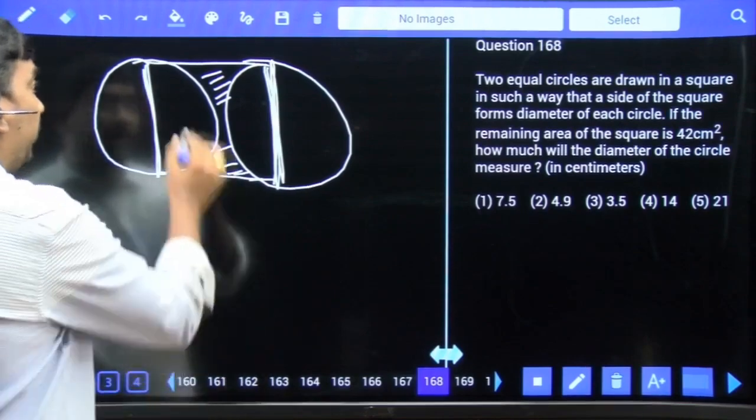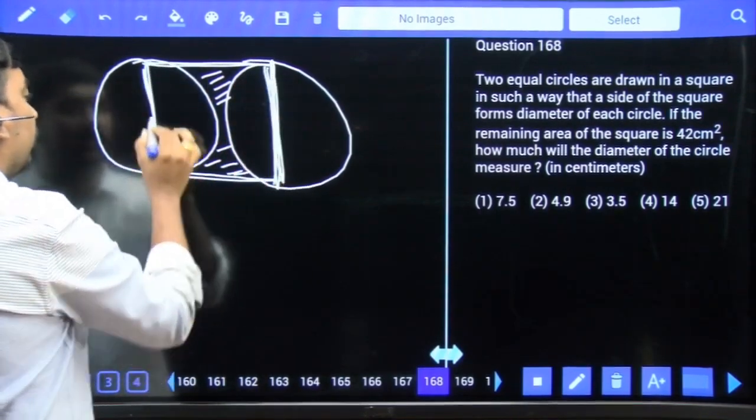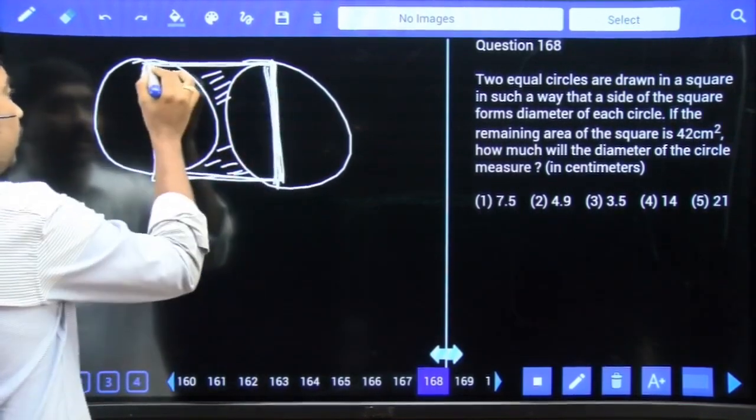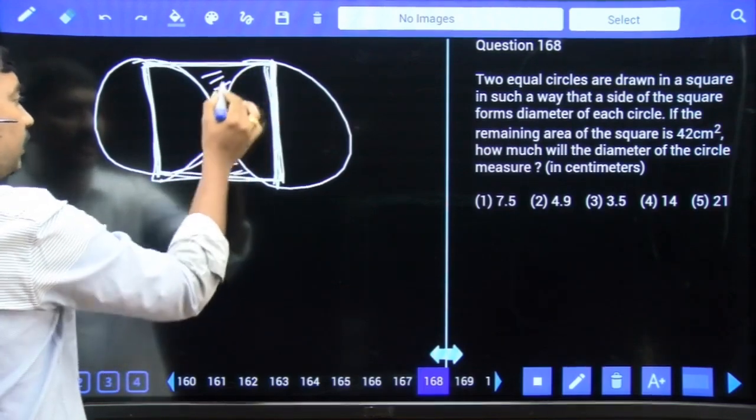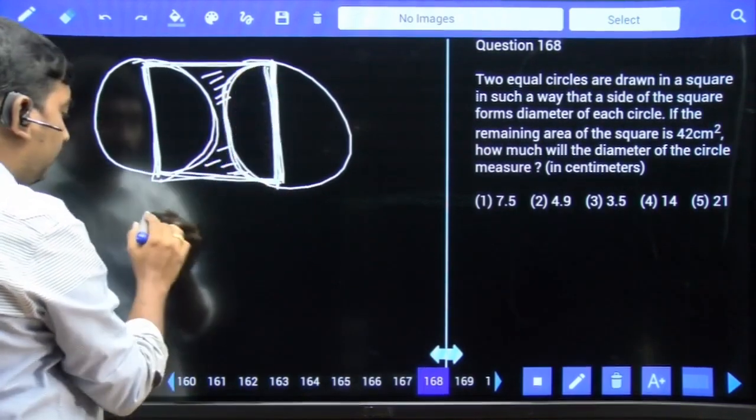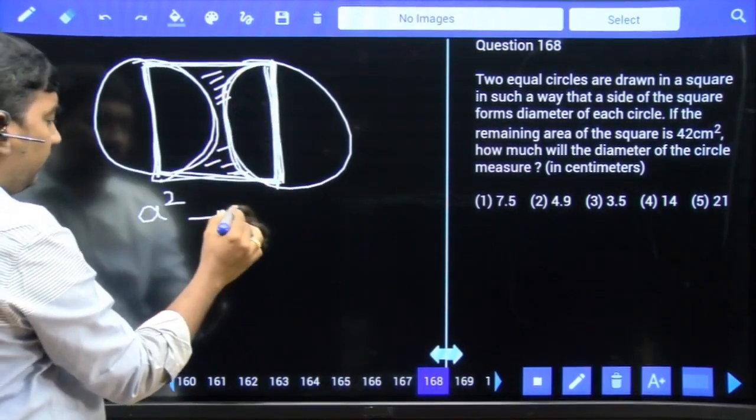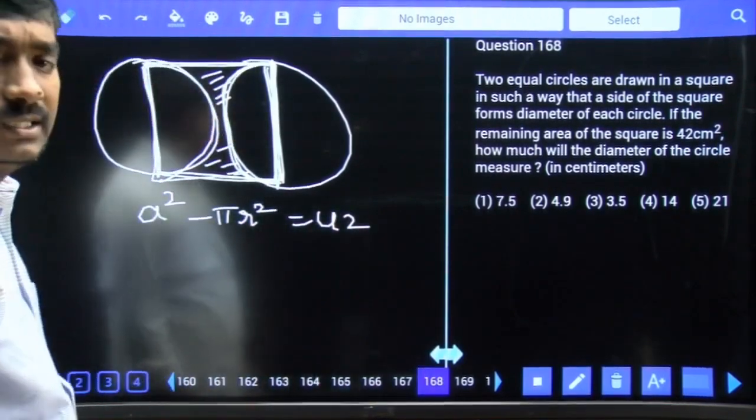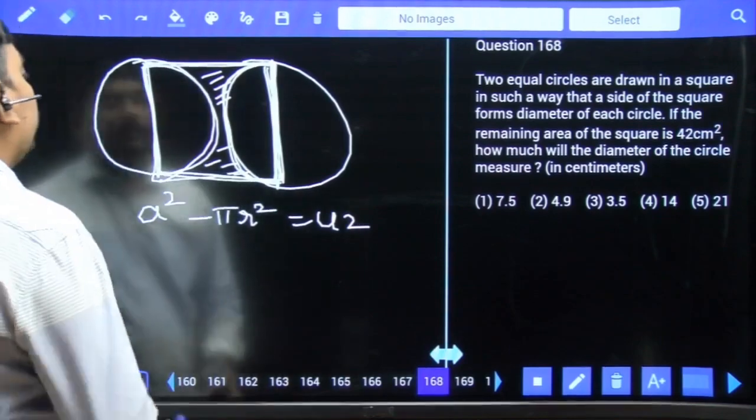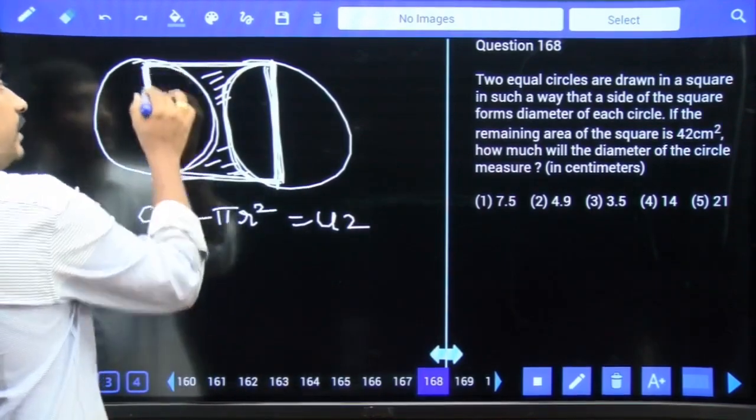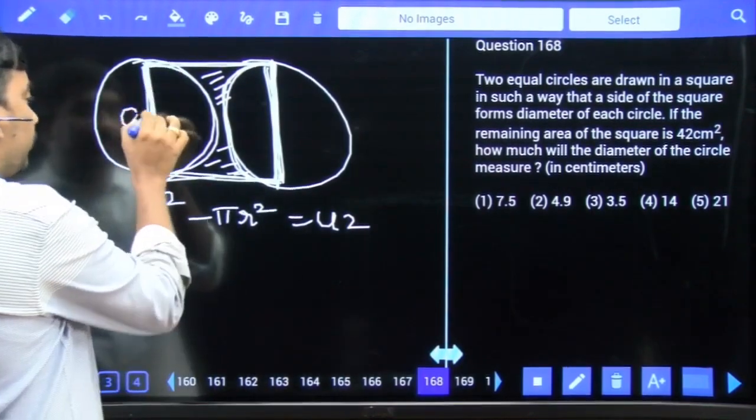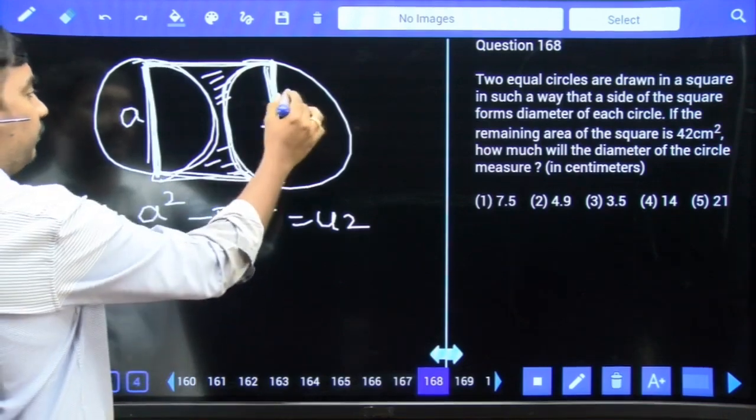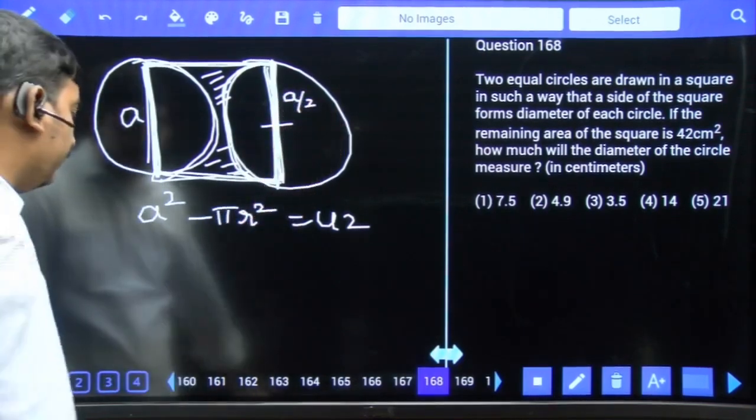So the remaining area means the complete square area minus the two half circles, in total one circle area. Square area minus circle area is equal to the remaining area of 42 centimeter square. The circle diameter is nothing but the side of the square A, so the radius is A by 2.